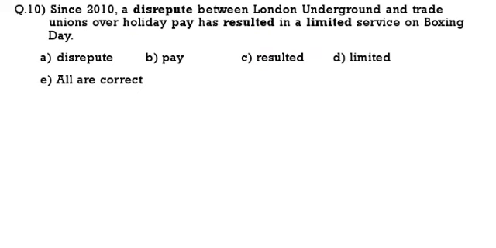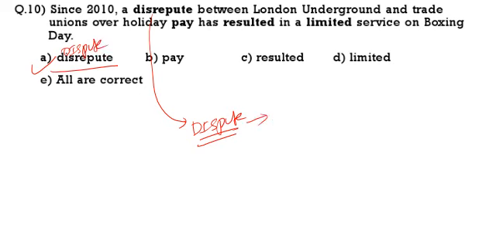Since 2010, a disrepute between London Underground and trade unions. Not disrepute, it is dispute. Dispute is the correct word. Dispute means conflict or fight. Since 2010, a dispute between London Underground and trade unions over holiday pay has resulted in limited service on Boxing Day. So we should use the correct word dispute, D-I-S-P-U-T-E. Let us see the next one.